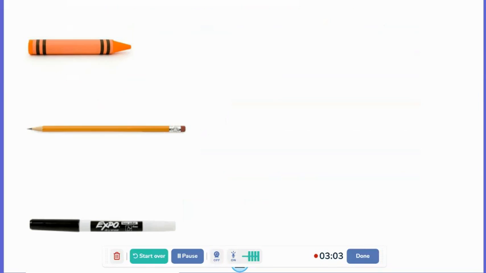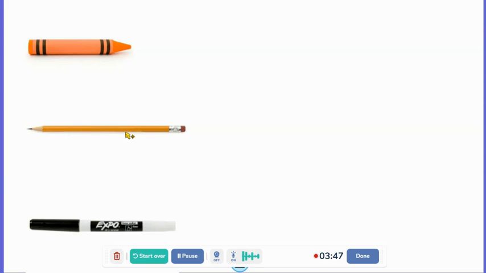So taking everything that we learned last week, we're going to compare some objects. Now, I have a crayon, pencil, and dry erase marker. They are all lined up, starting at the same spot. So now, what are some statements that we could say that are true about these objects? I can say that the crayon is shorter than the pencil. Or I could say the dry erase marker, excellent, is longer than the crayon. Or the dry erase marker is shorter than the pencil.